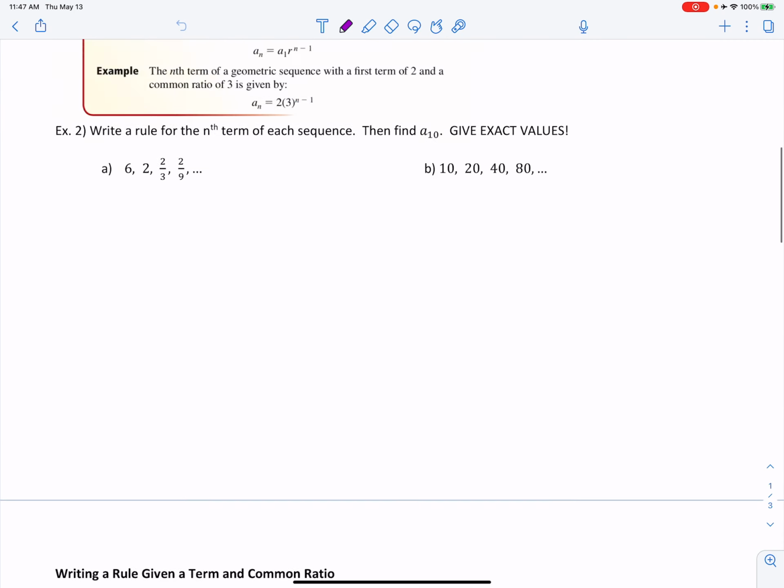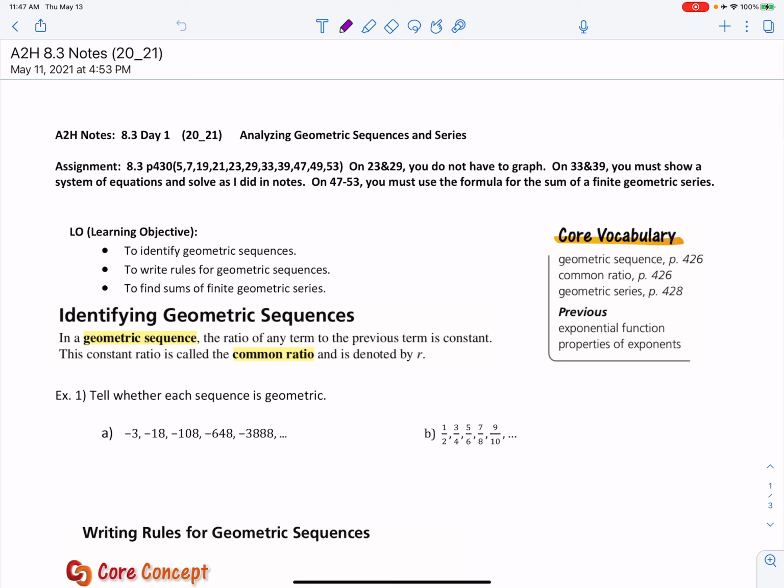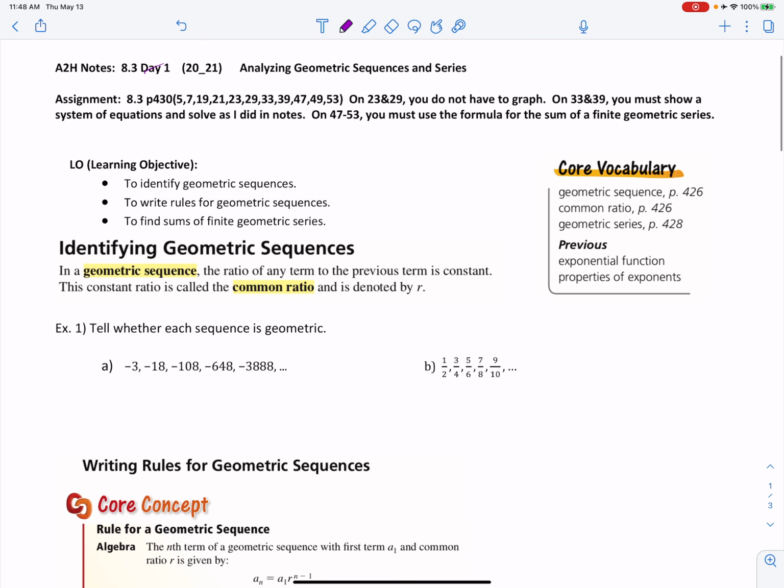Algebra 2 Honors, 8.3. We're doing this all in one day, and I just forgot to put off day one. But anyways, identifying a geometric sequence.